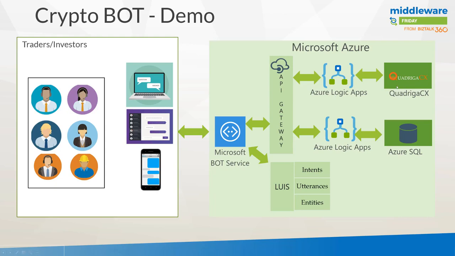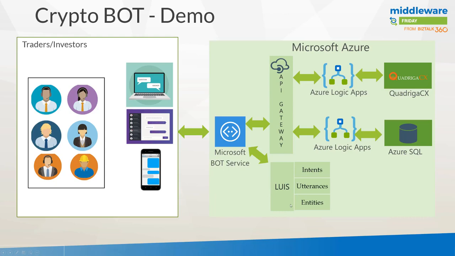Now, at the top right here, there's an exchange called Quadriga, and I'm using this exchange to provide the real-time prices for Bitcoin and Ethereum for my bot. I could input an API key that would allow me to buy and sell these different cryptocurrencies through this exchange, but for the purpose of this demo, I'm going to emulate that process using Azure SQL.